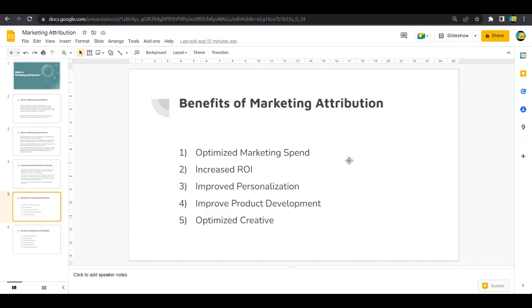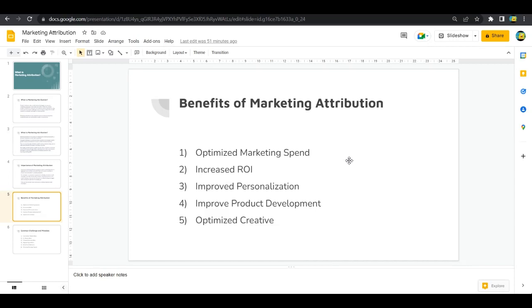Then there's improved personalization. As I said, this could be a targeted advertisement or just personalizing the experience for the user. So they can use the attribution data to understand the channels preferred by a user, and then do effective targeting accordingly, right?